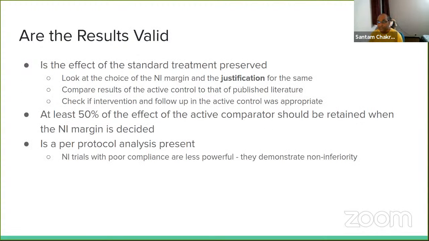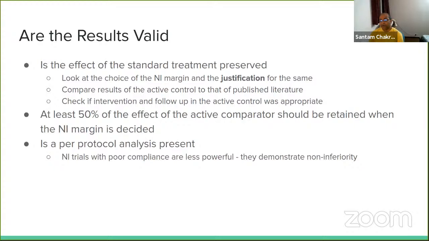Finally, to conclude whether the results are valid or not, you have to first determine whether the effect of the standard treatment has been preserved. Of course, you must look at the non-inferiority margin and the justification, as I mentioned again and again, but you must also compare the results of the active control to that of the published literature. So, where you have situations where your control arm performed much poorer than what was expected from the published literature, or where it was not delivered appropriately, or where there was a lot of drop off, you can rest assured that your non-inferiority trial is probably not reliable.